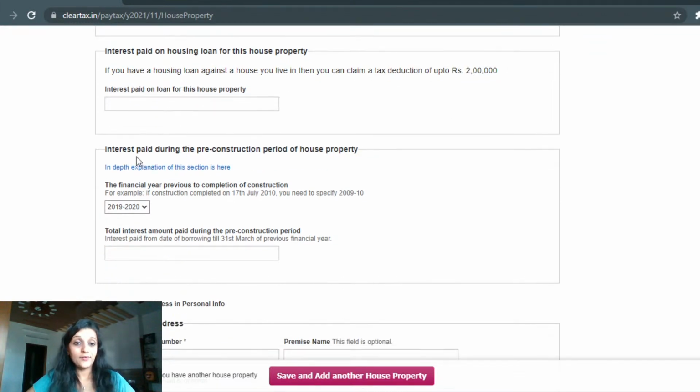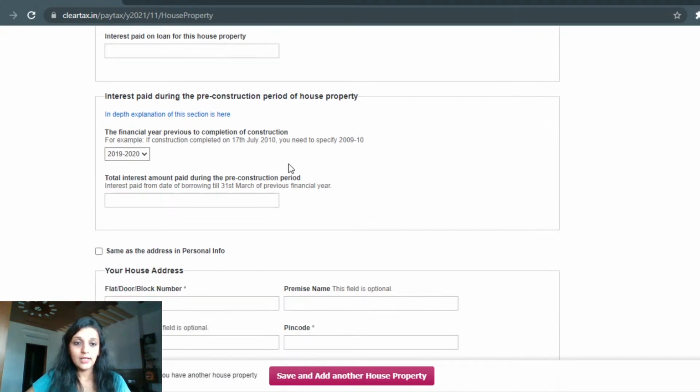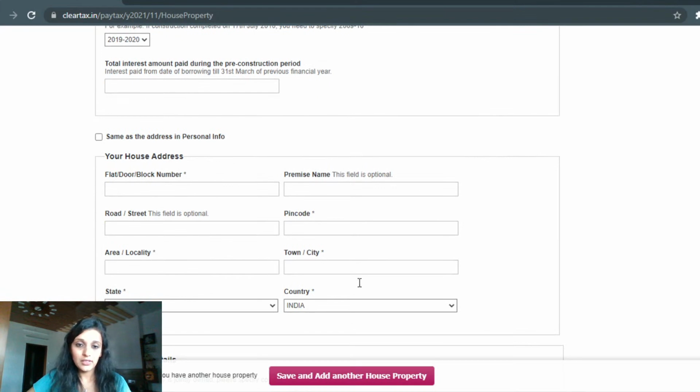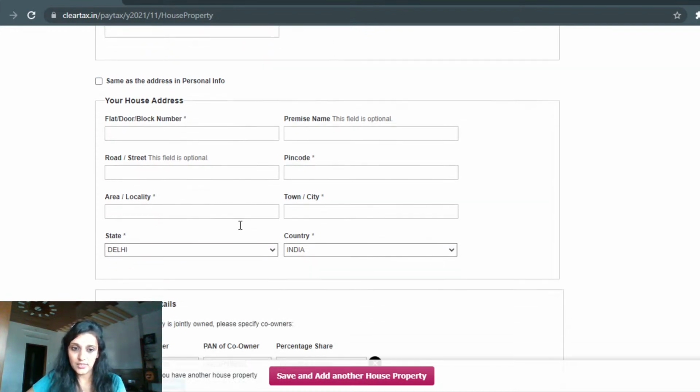If you have any interest paid during the pre-construction period, enter it over here. Then enter the house property address in this column. If it is the same as personal information, just tick mark this and automatically it will be present. But if not, then you can enter the address manually as well.